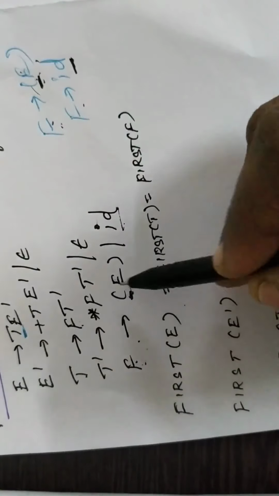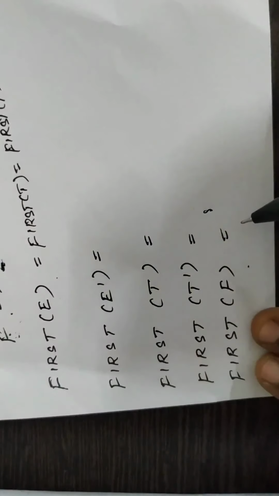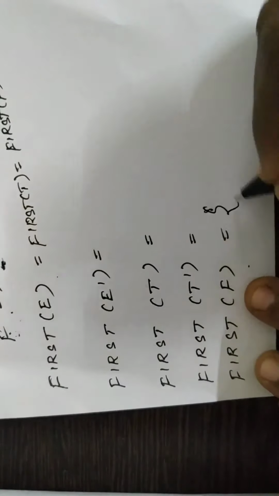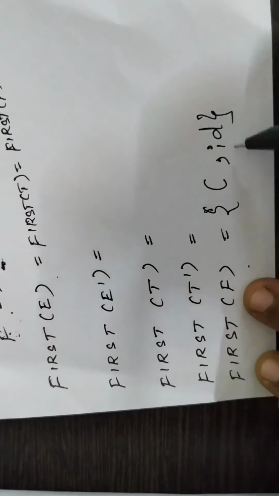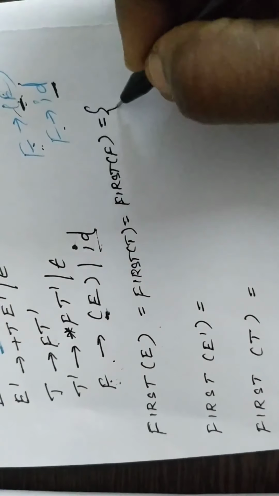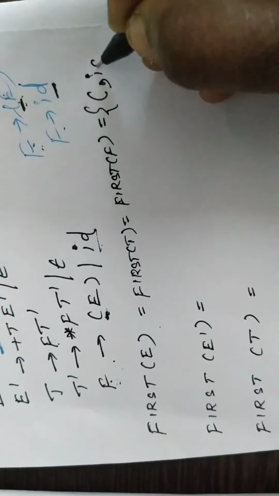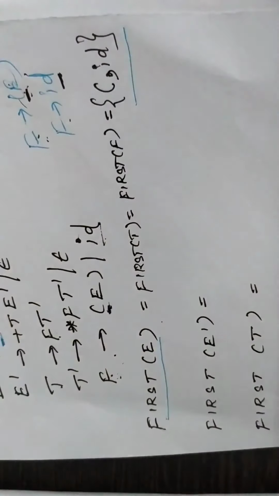The first symbol we have to check. So we can write first of F equals open bracket, comma, ID. So this should be your first of E. First of E is open bracket, comma, ID. This is your first of E.